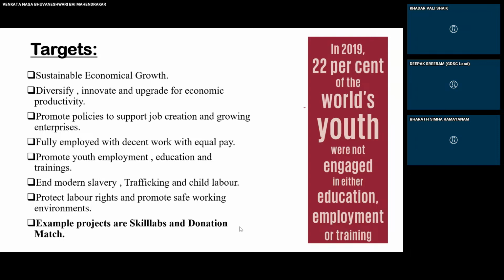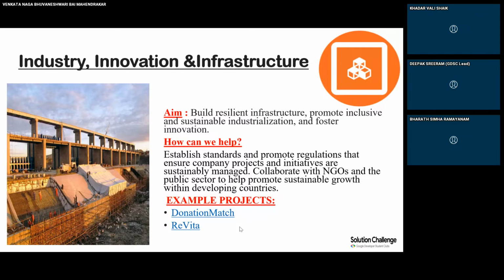So the next one is industry, innovation and infrastructure. It talks about building resilient infrastructure, promoting inclusive industrialization, and fostering innovation. Industries are the basic elements of the world's economy, even the country's economy. If that is good, then the economic growth will increase, and the employment rate will increase, and everything will increase. So everything here is interlinked.